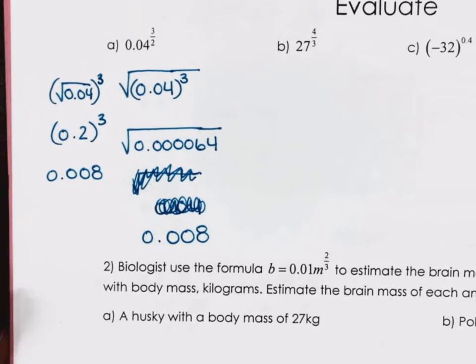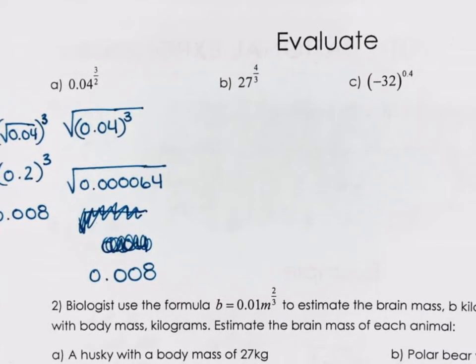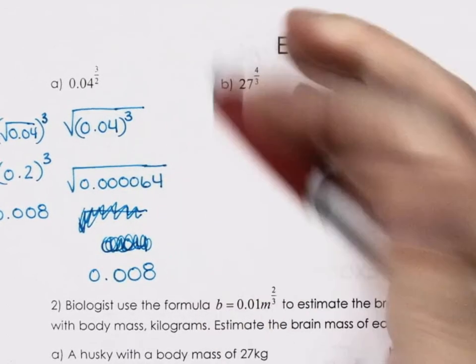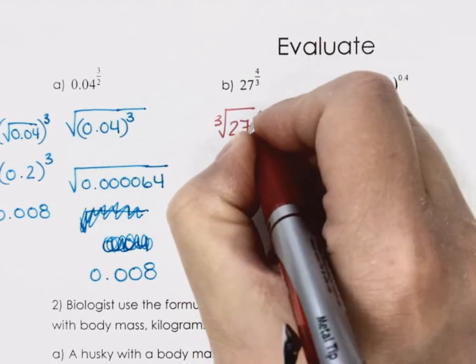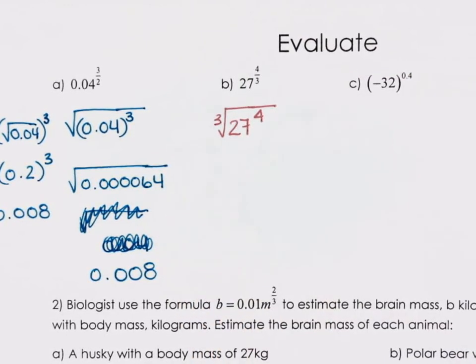All right, so B, we're going to write that as what? What kind of root are we going to have? A cube root? Yep. And it's going to be to the exponent 4. So we're going to have the cube root of 81, 27 to the exponent 4.